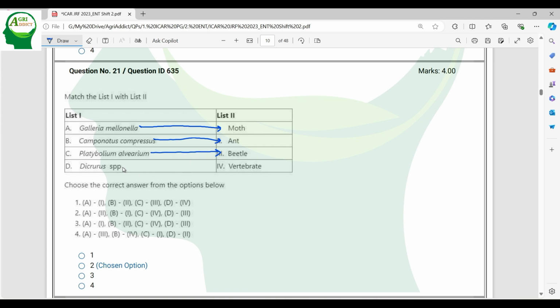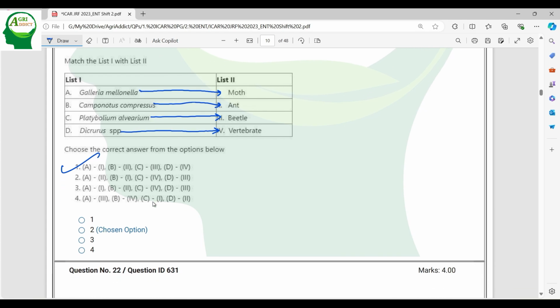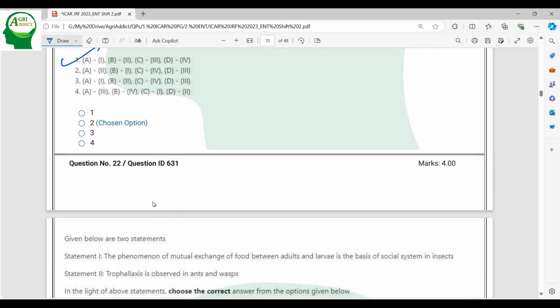And finally the Corvus, it's the scientific name of crow. Okay, that is the vertebrate. So A1, B2, C3, D4, it is the correct answer. So these are mainly enemy insects.